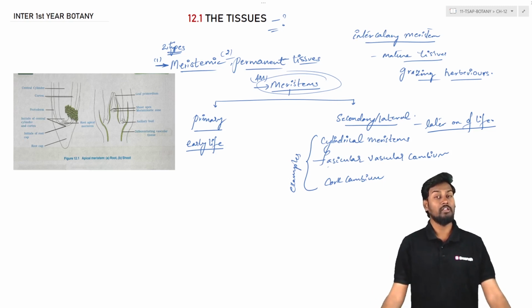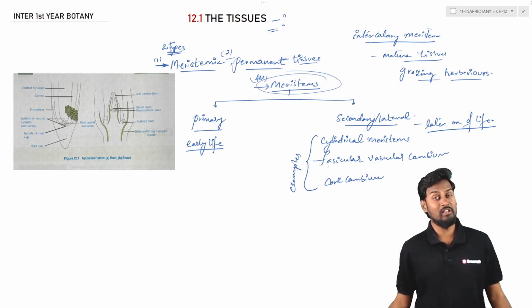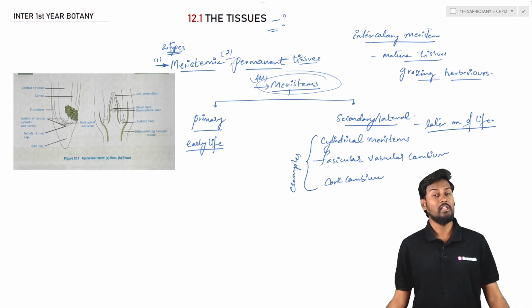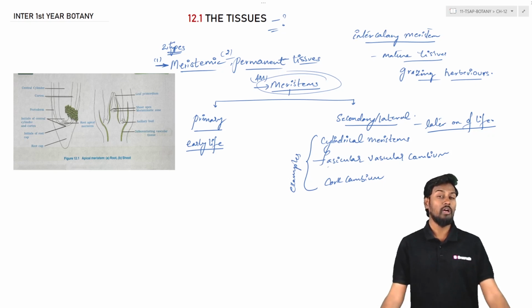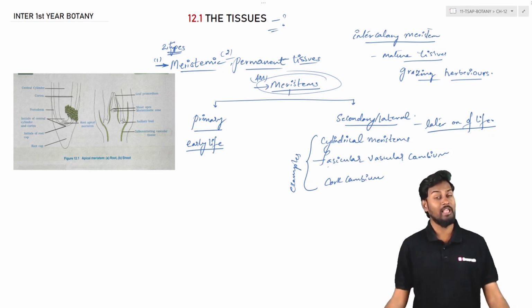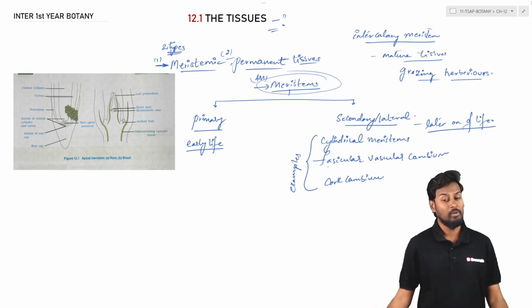So they are the ones which are generally involved in repeated cell division and trying to increase the cellular number, so that the cell population can increase. Also, it can show elongation so that the plant can grow either in length or in girth, that is in breadth.